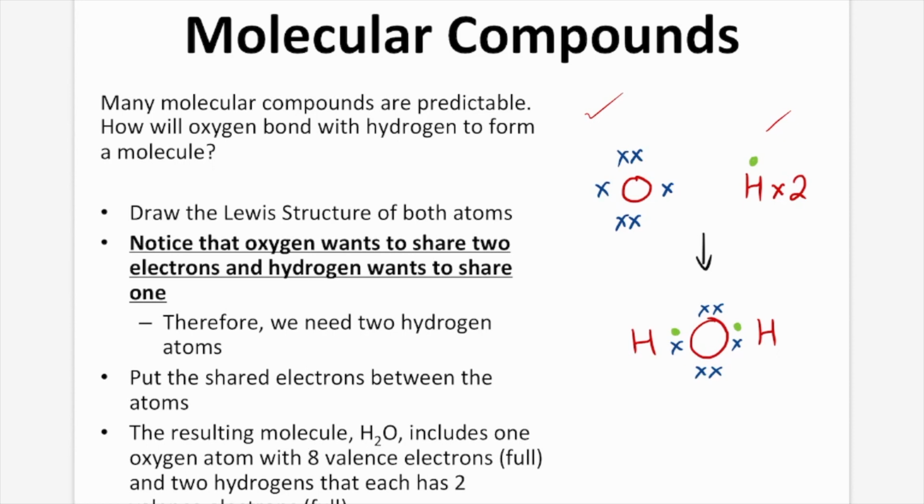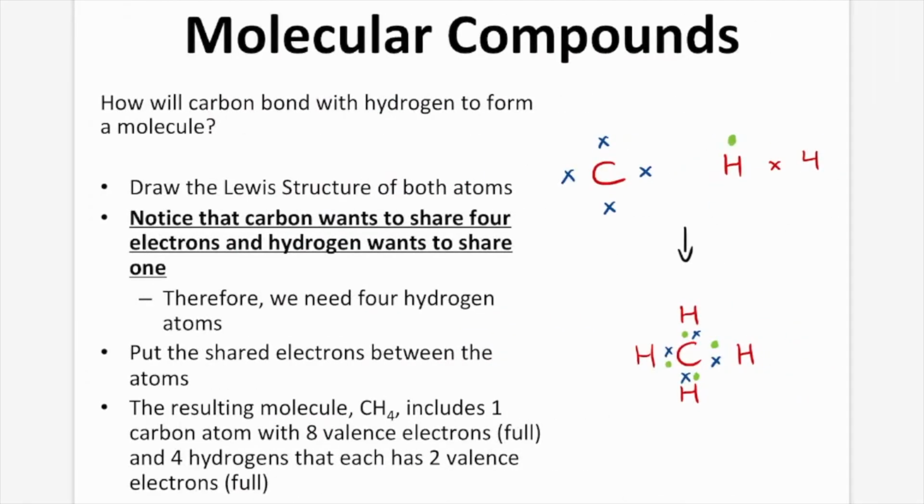So we have here, hydrogen was this green circle, oxygen is the blue X. So you can see how they're going to be shared. So these guys are shared and these guys are shared. This creates the attraction between the atoms. The resulting molecule, H2O, includes one oxygen atom with 8 electrons in its valence shell and 2 hydrogens that each have 2 valence electrons. So they're good. Hydrogen only needs 2, so it's fine. Oxygen needs 8, it's fine.